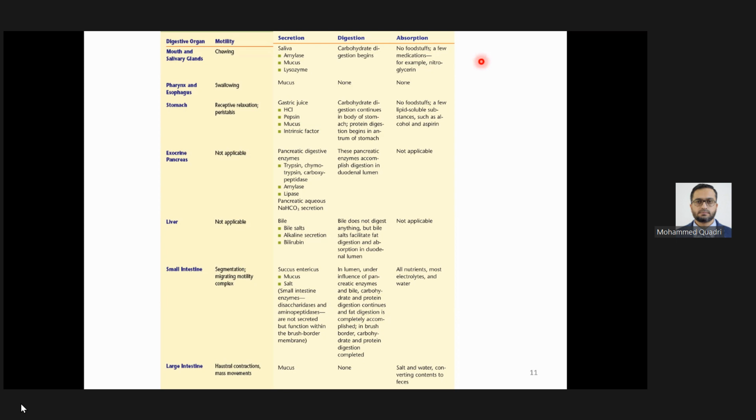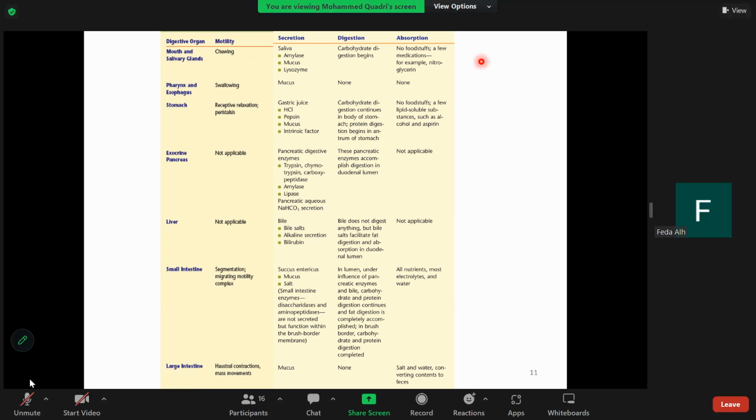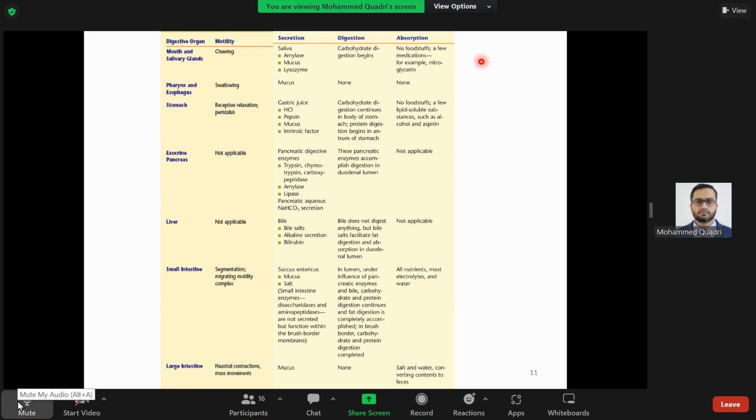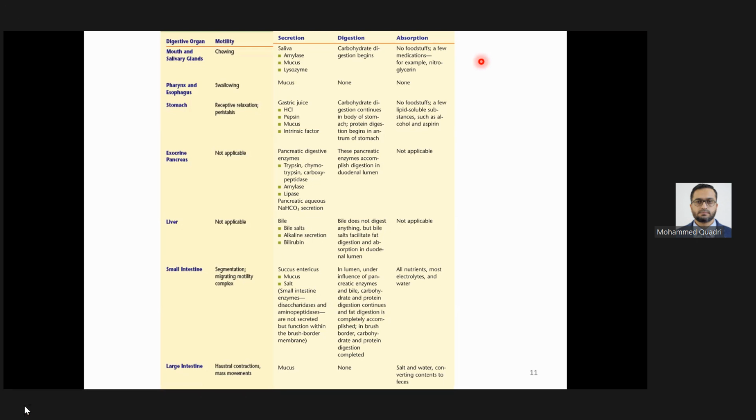Come on, who will tell me? In one sentence, I want the control of salivary secretion in two words only. Neural. One more word. You are half correct, so add one more word to it. Absolutely right. Perfect. Only neural. Good. And this will help you in remembering. Keep this thing in your mind: salivary secretion is only controlled neurally.